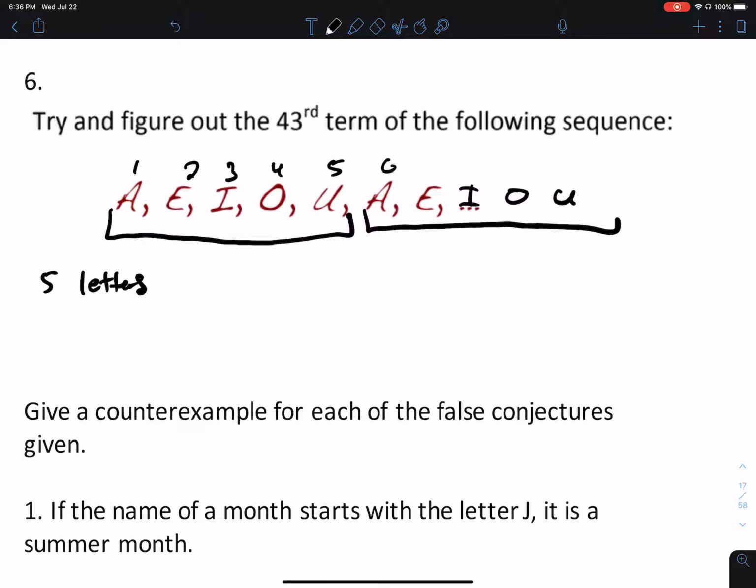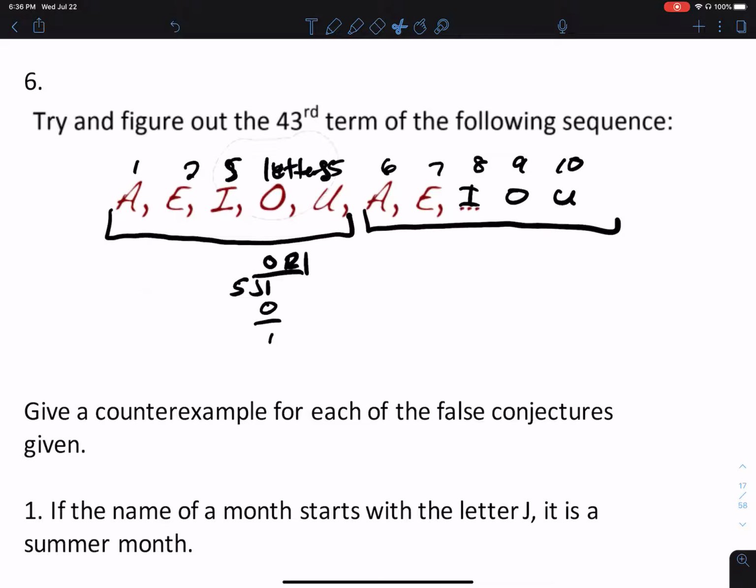fourth, fifth, sixth, seventh, eighth, ninth, 10th. I'm going to take whatever number I'm on and divide it by 5. Old school division. 5 goes into 1 0 times. 0 times 5 is 0. What's my remainder? Remainder is 1. Let's focus on the remainder.